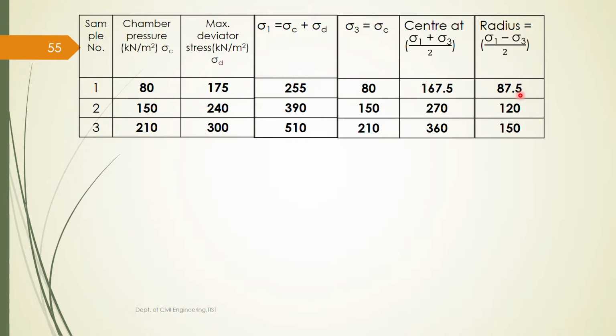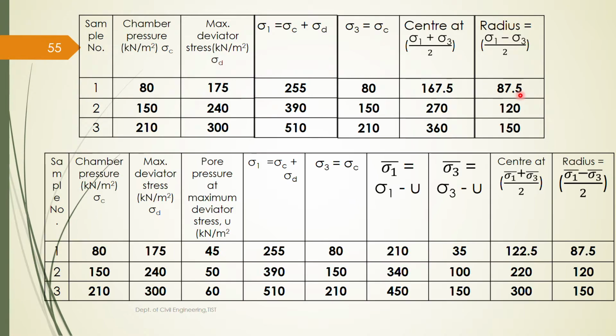Now we need to do the Mohr circles based on the effective stress also, so we'll discuss the calculation for that. Here you need to consider the pore water pressure also. This is sigma C, this is sigma D, this is the U value. These values are given in the question. Just as in the previous case, sigma 1 is equal to sigma C plus sigma D, and sigma 3 is equal to sigma C. We have the values.